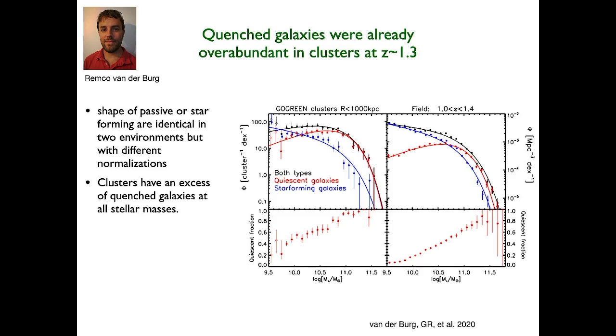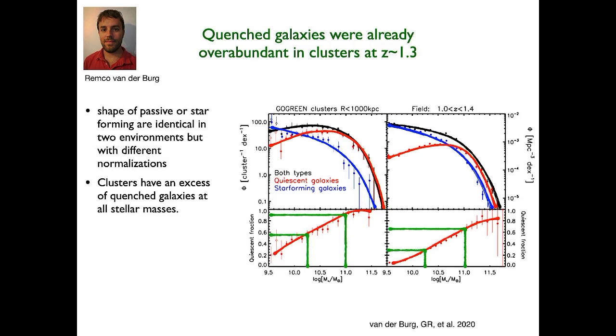So Remco Vandenberg did mass functions in a paper that I was on in 2020, and there he found something quite surprising. These are the total mass functions, the mass functions of star-forming galaxies, of passive galaxies, and then we show the quench fractions as a function of mass. And what you can see is that the passive galaxy mass functions have the exact same shape in these two environments. The normalizations are different, but their shapes are indistinguishable, also for the star-forming galaxies.